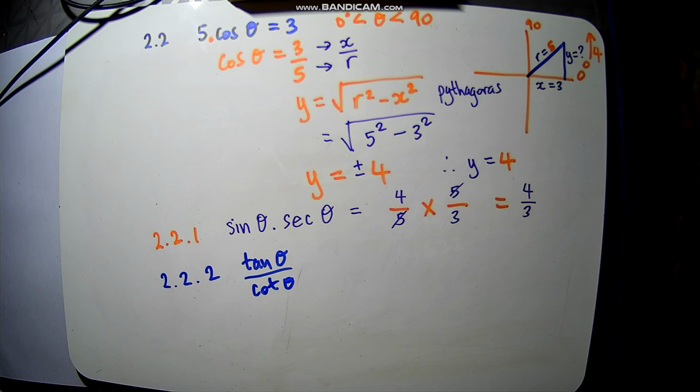Do pause the video, try 2.2 out. 2.2.2, try it out. Pause the video. Tan theta is y over x. Cot is the reciprocal, x over y.